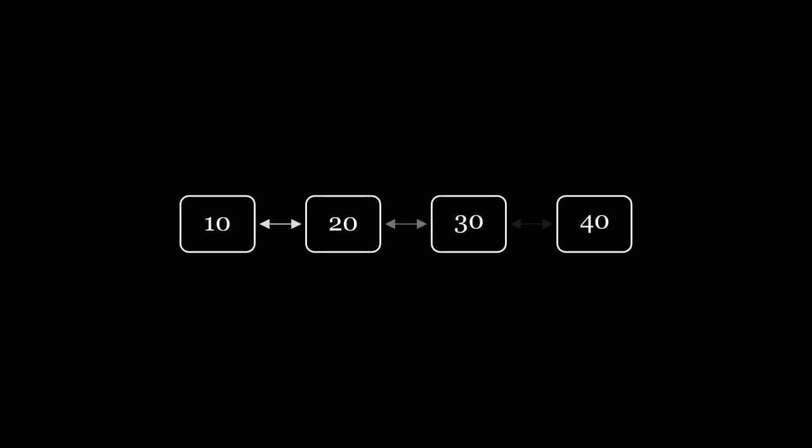A doubly linked list adds one more pointer per node, going backward. Now each node knows both its next and its previous neighbor. You can walk the list in either direction, which makes removing a node easier. You have direct access to the one before it. The cost is one extra pointer per node, so roughly 50% more memory overhead.